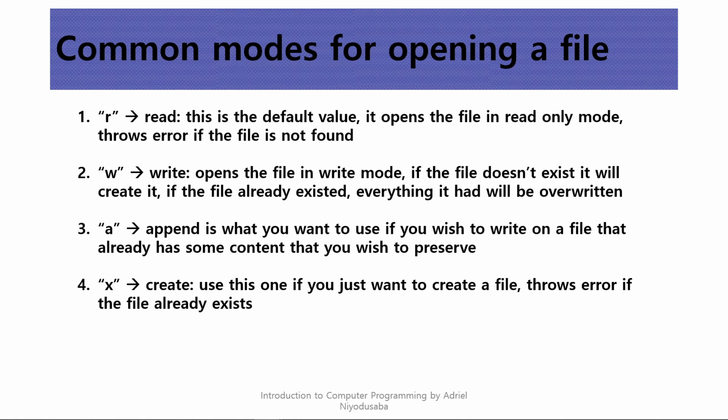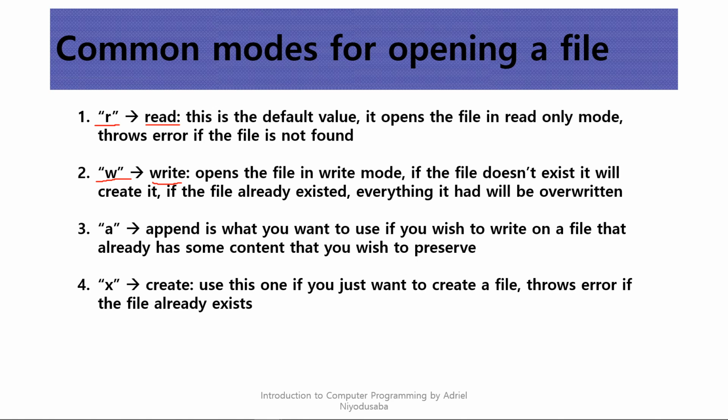The mode specifies how you want to open this file. One of the modes is called R, which is short for read. So you open your file in this mode if all you want to do is to read it. This read is also the default value. In case you don't specify any mode, it will use this mode by default. So it opens the file in read mode, which means if the file does not exist, it will throw an error. The second mode is called W, which is short for write.